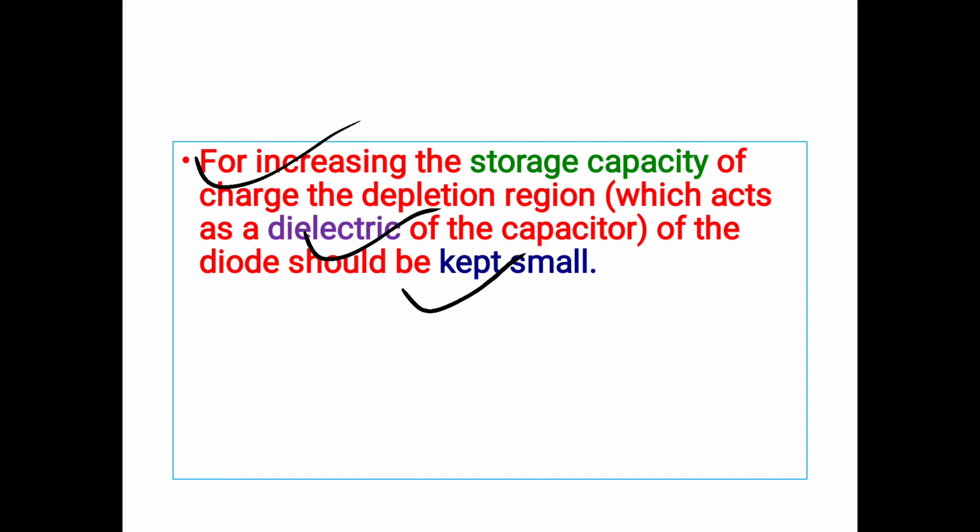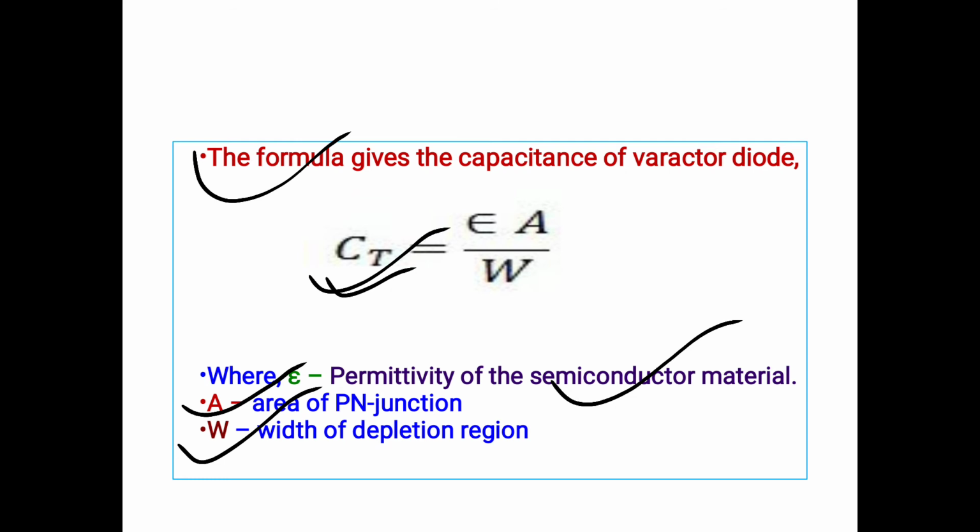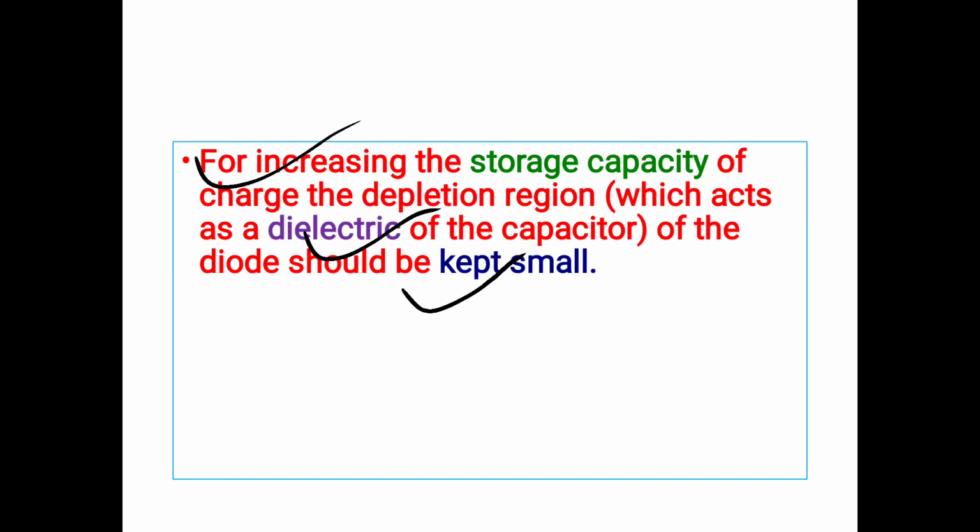As we know that capacitance is inversely proportional to the depletion width. It means that as the depletion region will be less, the capacitance will be high. So our main purpose of using the varactor diode is to store more charges. So it will be better to increase the storage capacity of the varactor diode. So for this purpose we need to keep the depletion region as small as it is possible.